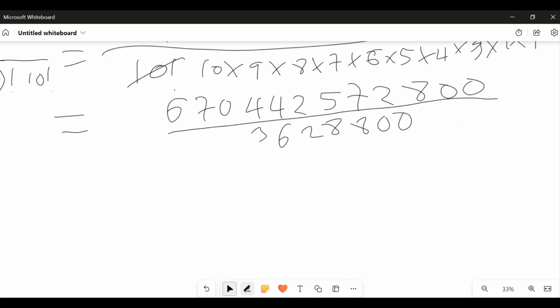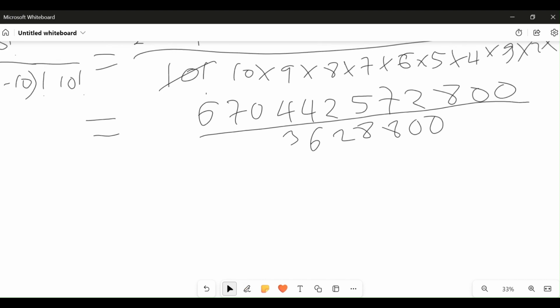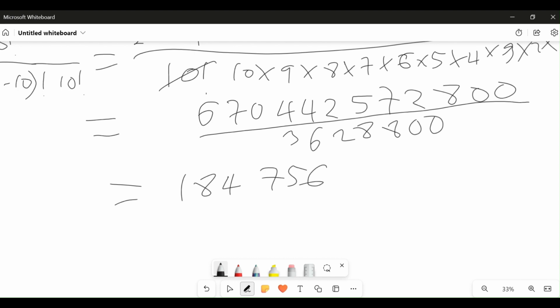So now you simply execute that from your calculator. That is, you divide 670442572800 divided by 3628800. So what you are going to have left, when you divide that, is 184756. All right, that's our 20 combination 10.